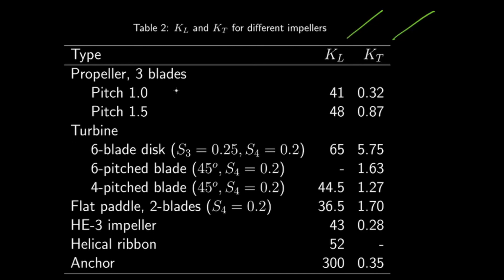For example, with a pitch of 1 for propeller with 3 blades, the KL value is 41 and the KT value is 0.32. Do remember that this ratio does not tell anything about the power requirement for laminar turbulent flow because the equations are different.